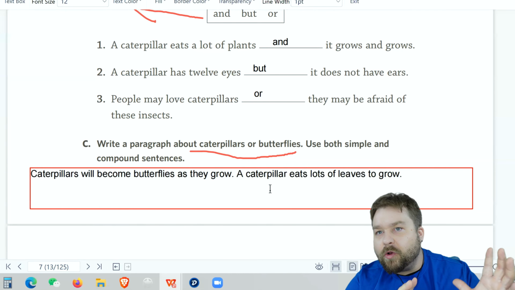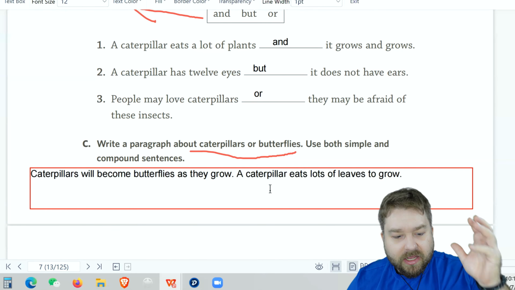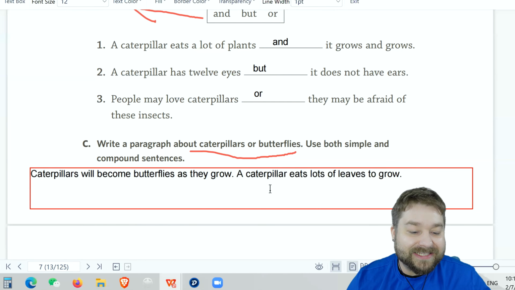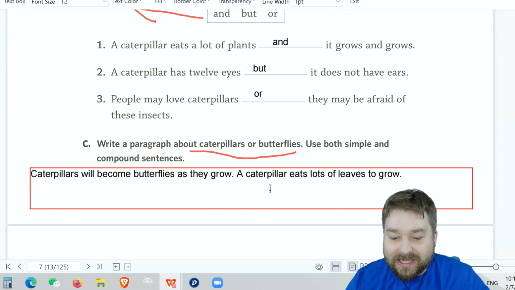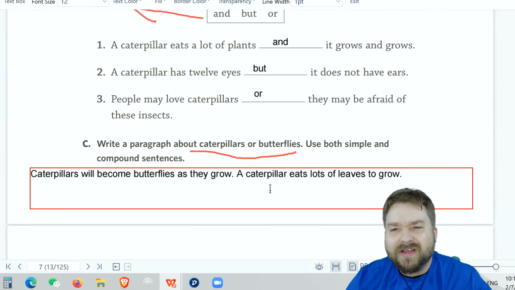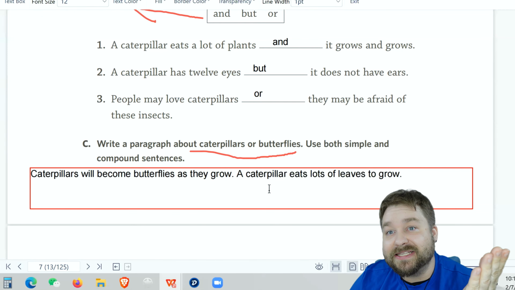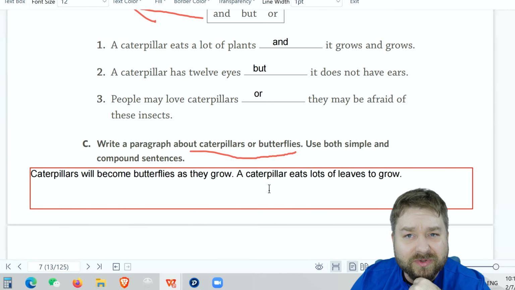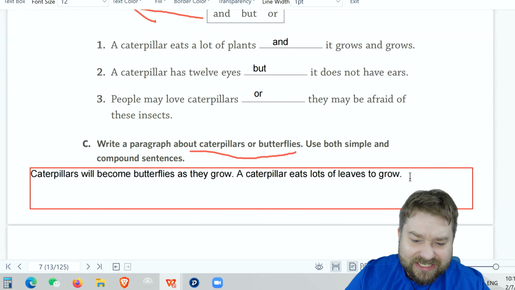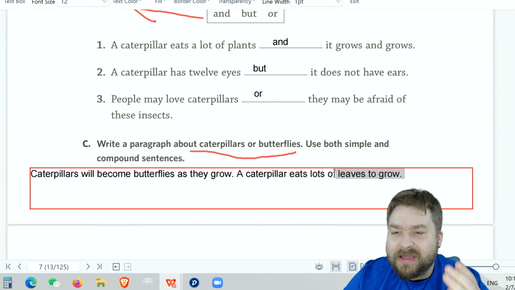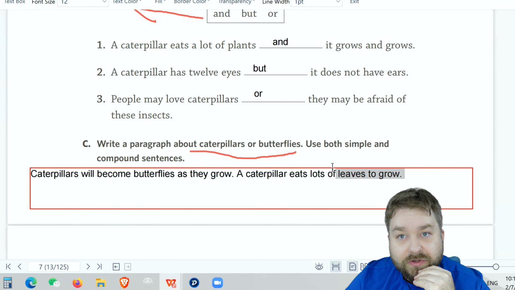So remember, we always read our sentences again. Caterpillars will become butterflies as they grow. A caterpillar eats lots of leaves to grow. That sounds bad. Oh, and I have to make compound sentences too. And this is two simple sentences. So let's change that. Let's make sure we match what we're supposed to do, right?